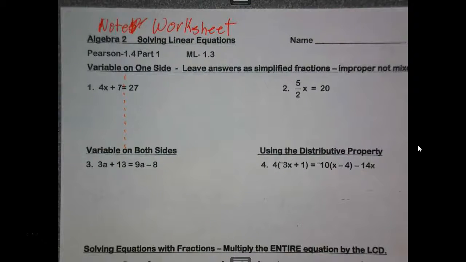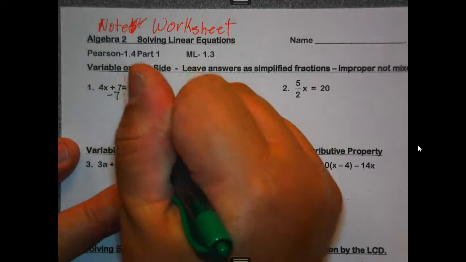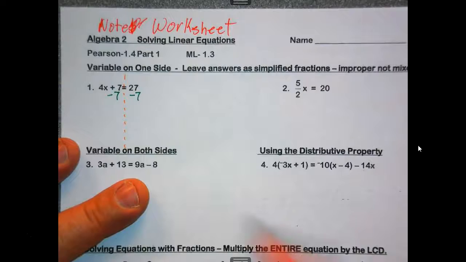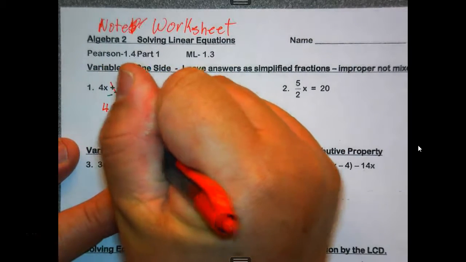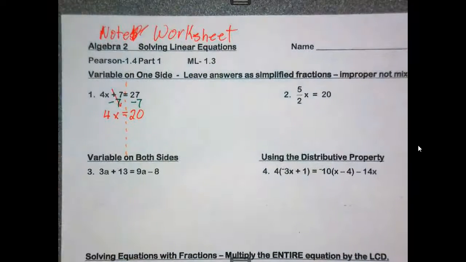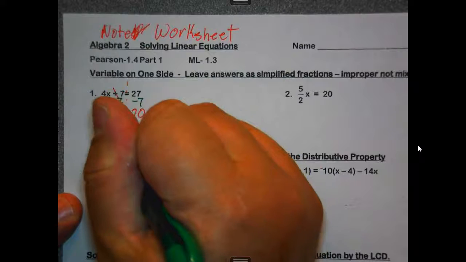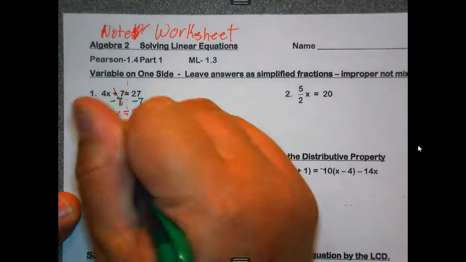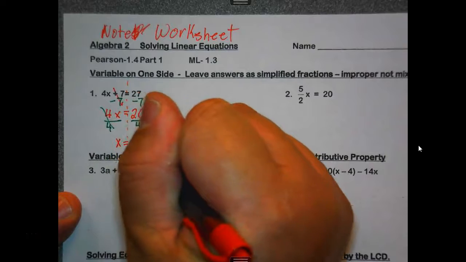I have variables on one side. I want to isolate the variable. So I'm going to subtract 7 from both sides. 4x equals 20. And then I'm going to divide by the coefficient 4. And I have x equals 5. Easy peasy, right?